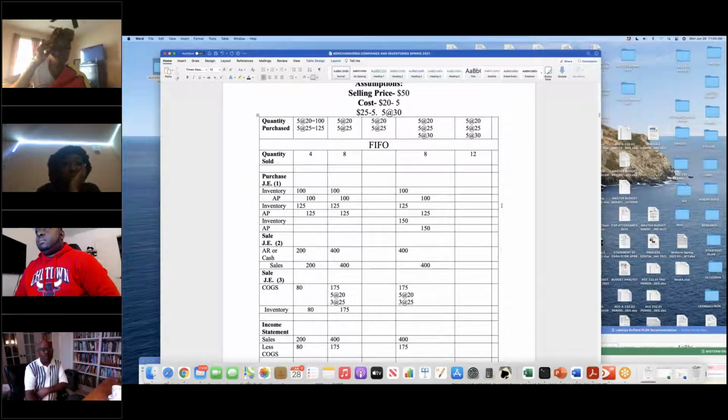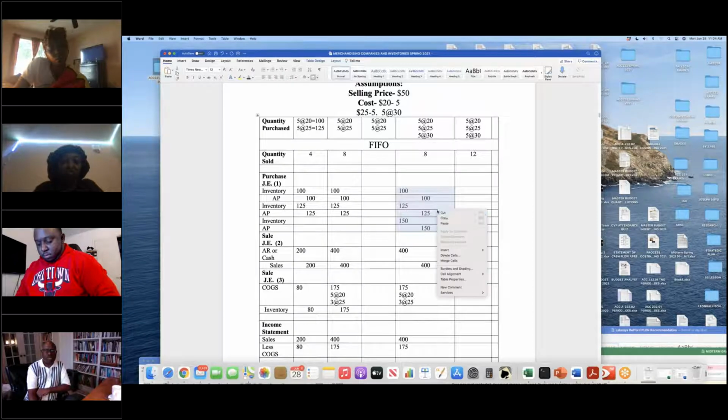Let's go to a scenario where we sell 12. So we sell 12 pairs of shoes. One thing that we know is that the purchase information is going to stay the same. You can copy this. Make it over here, hopefully.